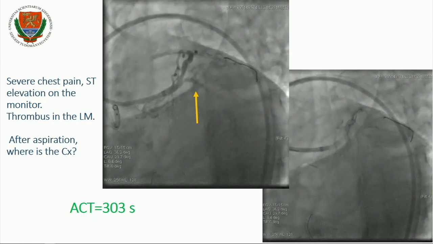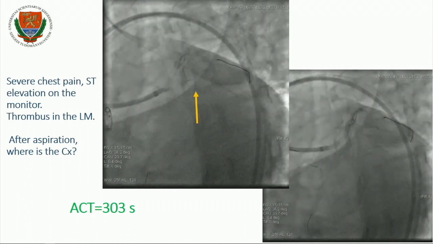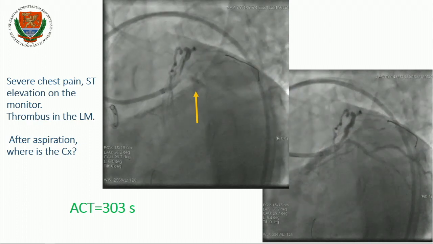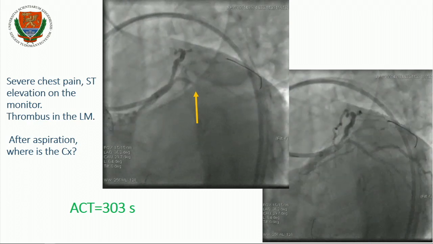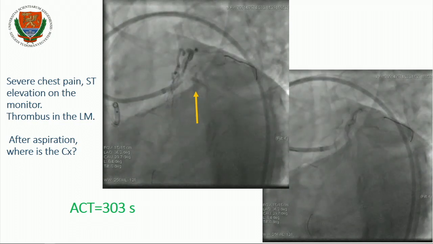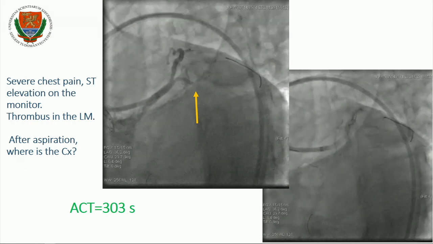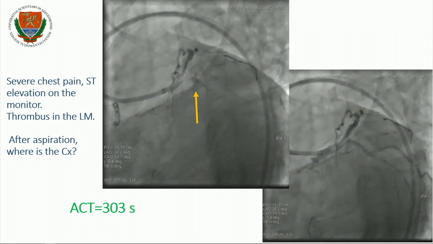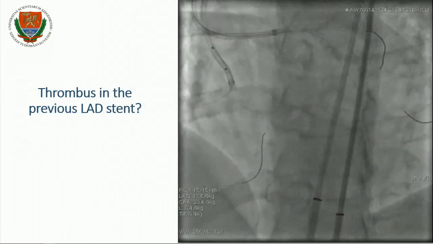We immediately did a thrombus aspiration. After that, the patient became a little better, but the next angio showed that there was no circumflex, so probably the thrombus embolized to the circumflex. So quick rewiring of the circumflex and again thrombus aspiration. When this happened, the ACT was 303 seconds. In our procedures, our protocol is that we check the ACT every 20 minutes during the procedure.